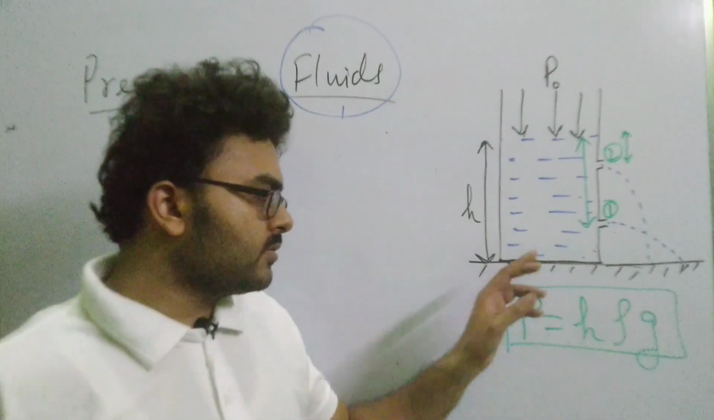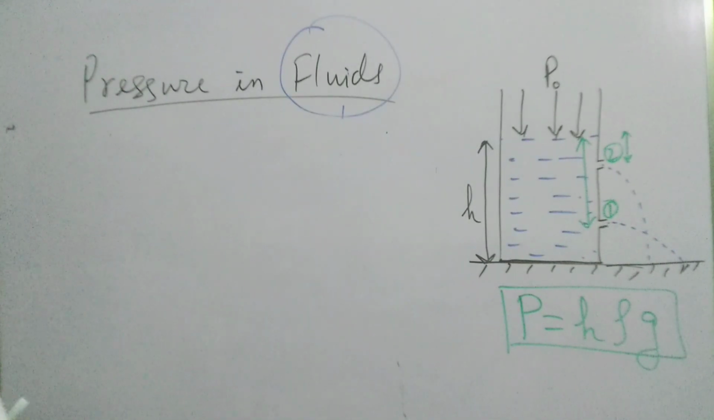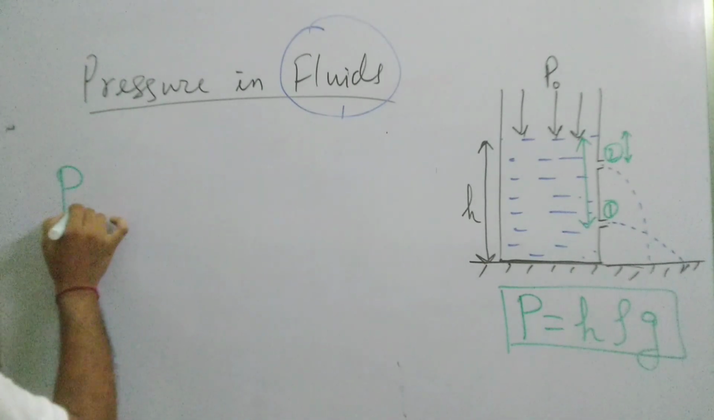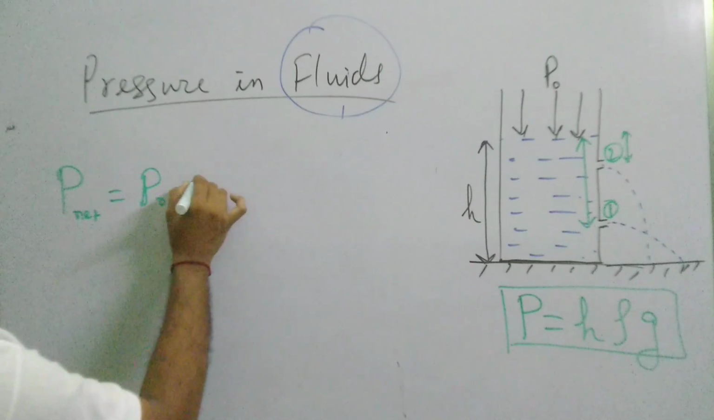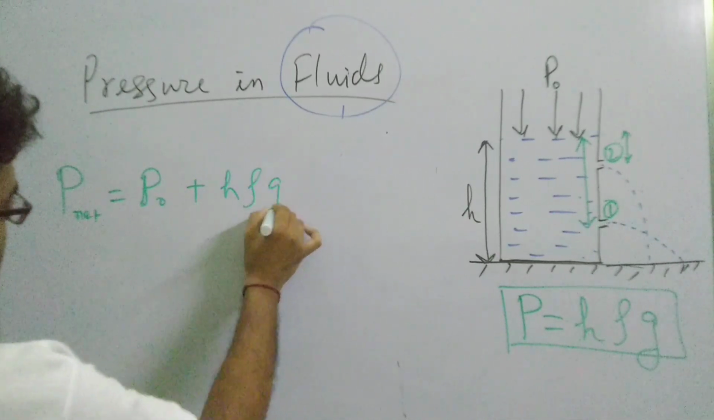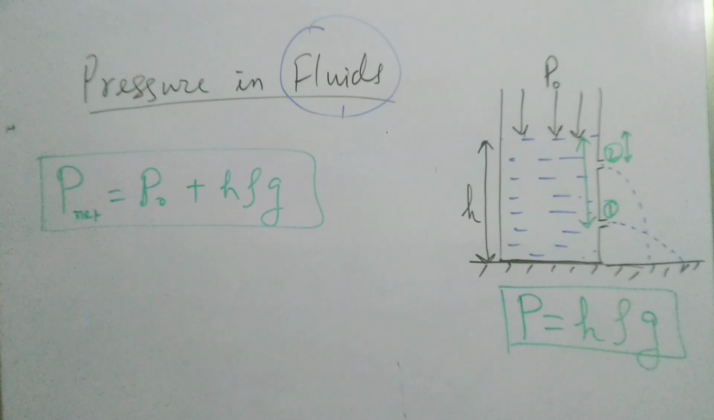In that case P equals H rho g is the pressure exerted by the fluid only at the bottom of the container, and if we consider the atmospheric pressure to be P naught, then the formula that we get is the total pressure P net equals P naught plus H rho g. So this is the formula for the total pressure exerted by the fluid on the bottom of the container if the height of the liquid column is H. Thus you can easily calculate the pressure exerted.